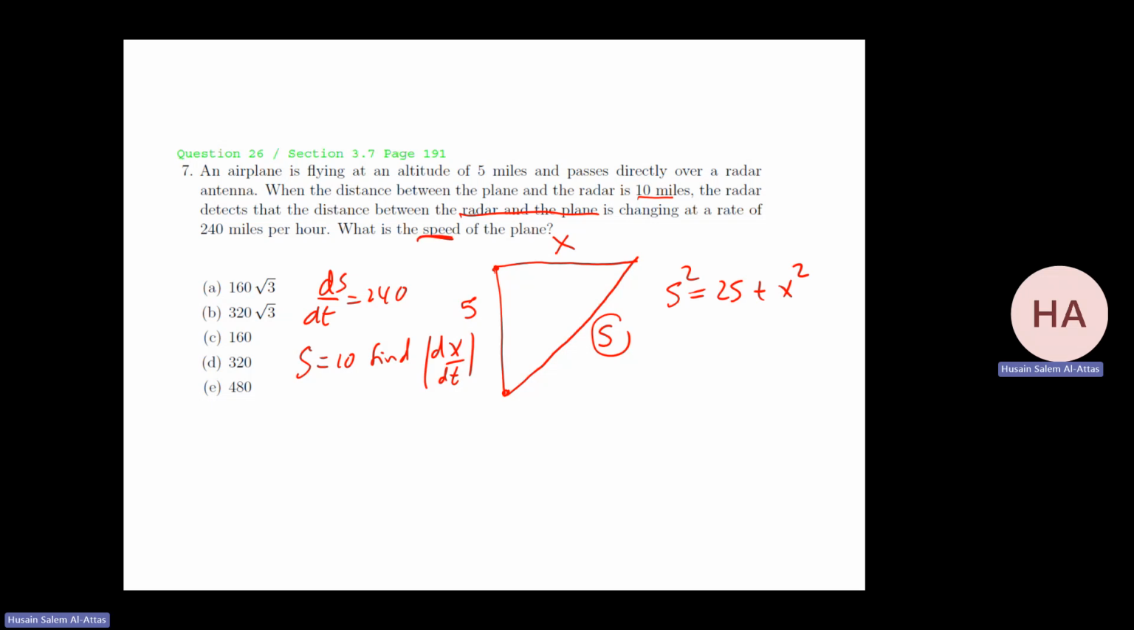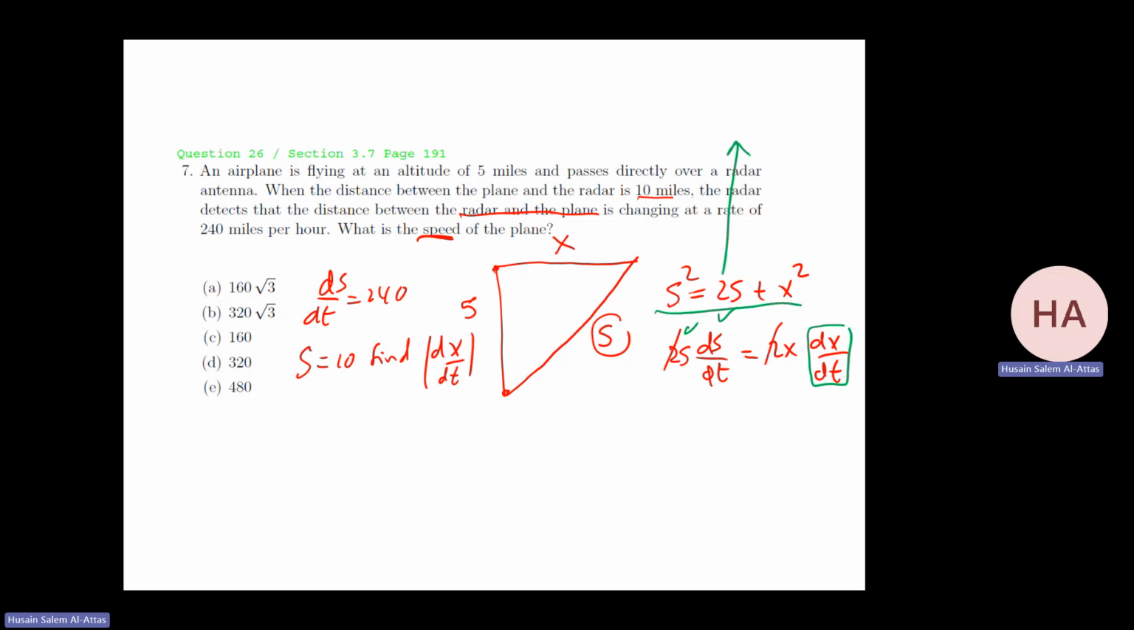So the same idea, we just differentiate this. I have 2s ds by dt equal to 2x dx by dt. So these two cancelled. Now I need to find x. So this is given, this is given. This is what I want. I want to find x, I'll find it from here.